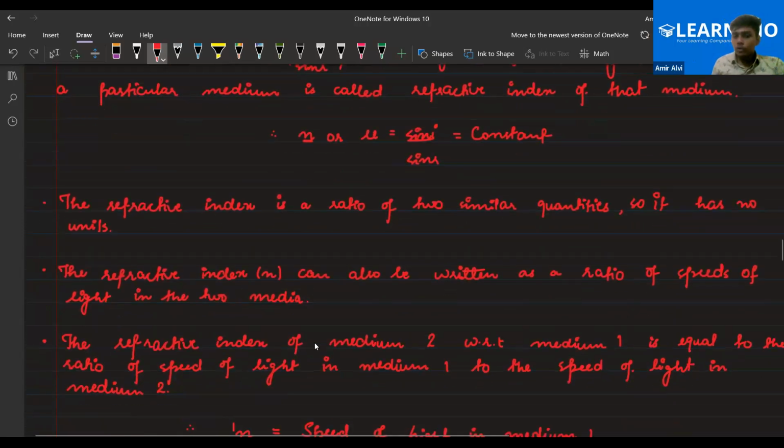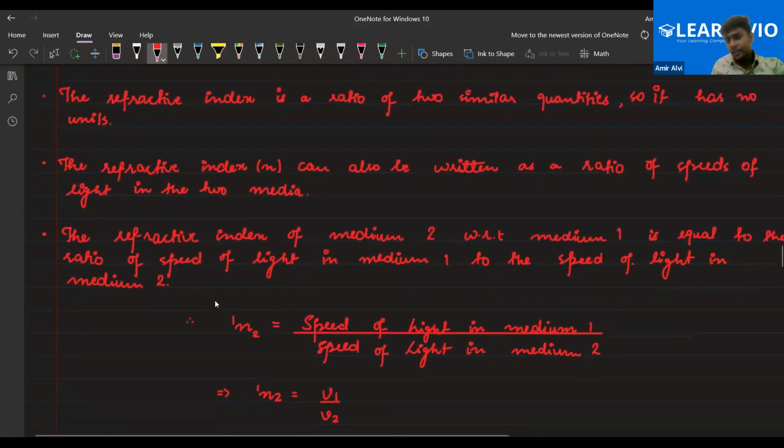So refractive index can also be written as a ratio of speeds in the two media, right? So let's understand in terms of mediums. So the refractive index of medium 2 with respect to medium 1 in terms of speed would be the speed of light in medium 1 divided by the speed of light in medium 2. So if you are writing the refractive index in terms of speed, the reference medium will come in the numerator and the actual medium through which the light is going will be in the denominator. Is this clear to all of you? Refractive index of medium 2 with respect to 1 will be equal to the speed of light in medium 1 divided by the speed of light in medium 2. So this is a relative refractive index. Okay, everyone?